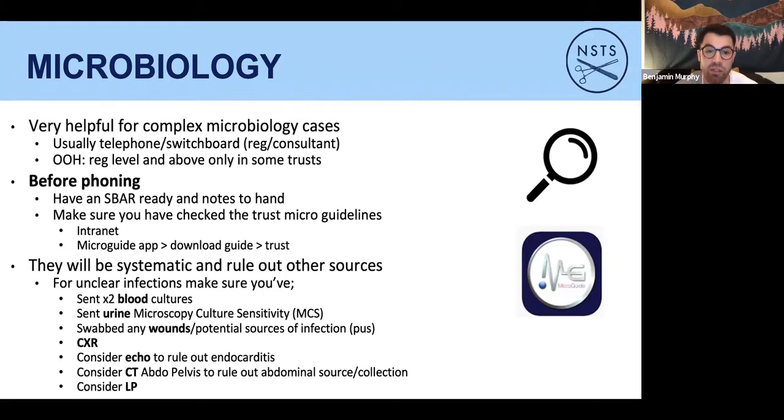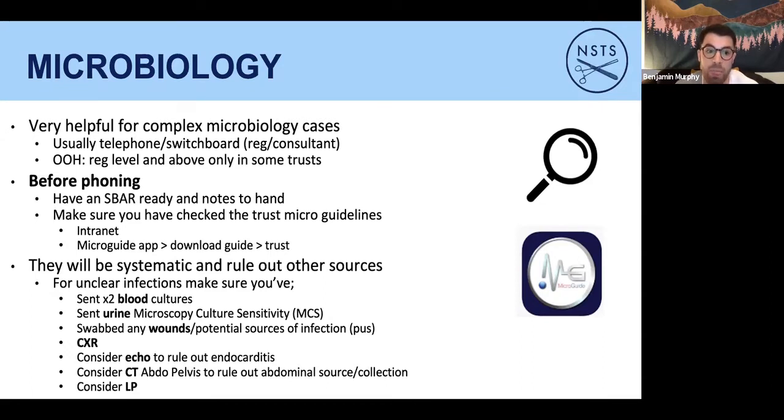Microbiologists are known for sometimes being a bit hard on juniors down the phone. So just try and make your case for phoning as informative as possible. So make sure before you phone, you've got in your head an SBAR ready. You've got the notes out. You've got any relevant investigations up on the computer so that you're ready to have a detailed chat with them about the patient.